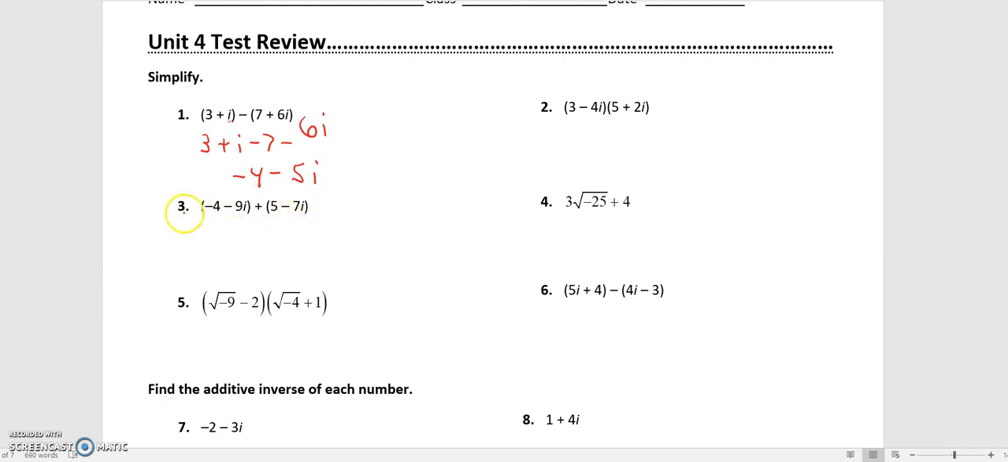So really you can just drop the parentheses. You have negative 4 plus a 5. You have a negative 9i plus a negative 7i. That type of deal. In the ones that are multiplication, similar to example 2, but I'm going to do example 5 just because I think it's a little bit harder.